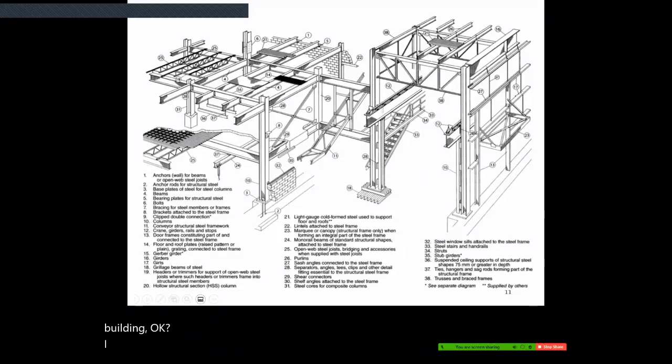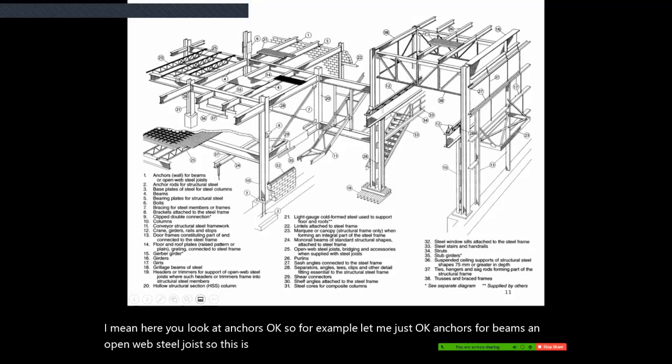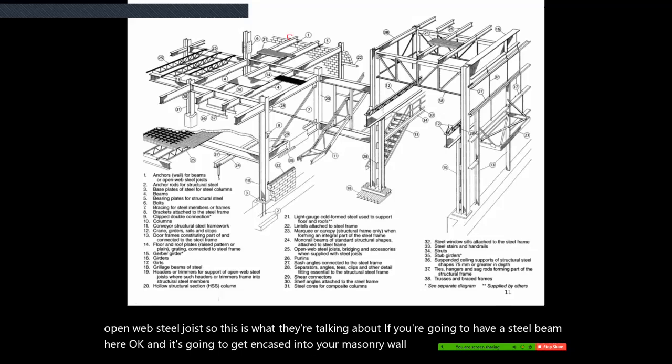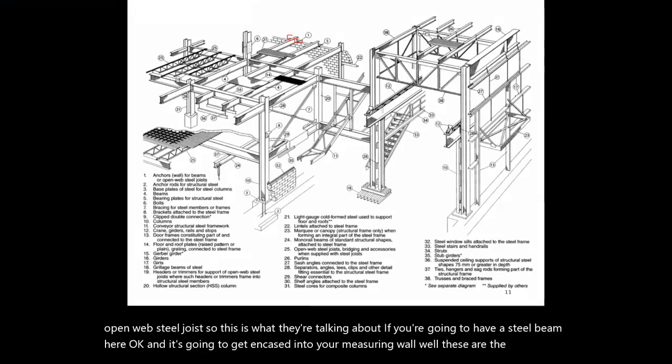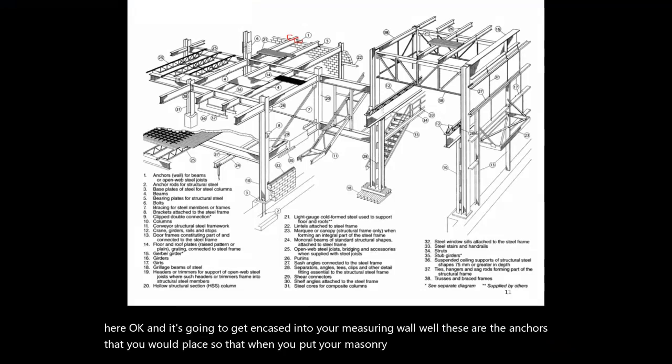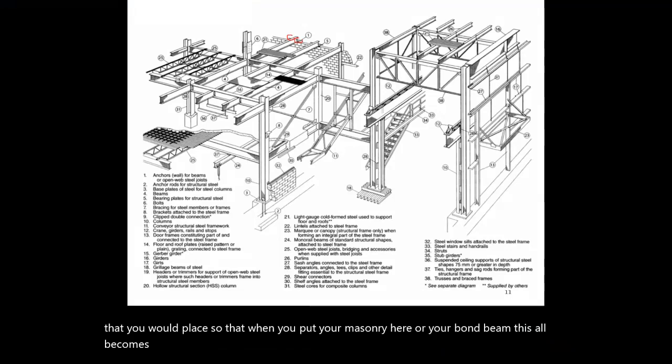Here, you look at anchors. Anchors for beams and open web steel joists. So this is what they're talking about. If you're going to have a steel beam here, and it's going to get encased into your masonry wall, these are the anchors that you would place so that when you put your masonry here or your bond beam, this all becomes encased and it helps to anchor the beam to the wall.